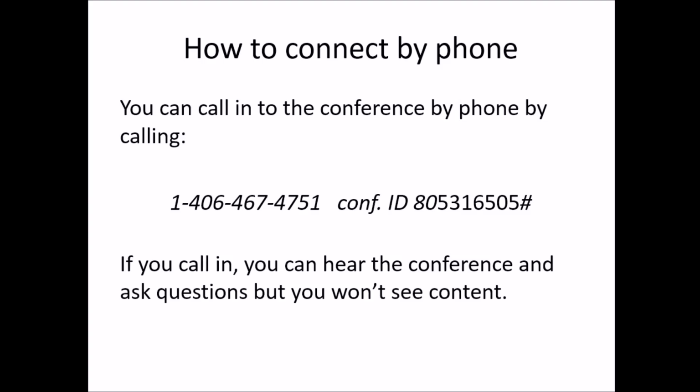Another way to connect to a video conference in the same room is by calling in. You can call in. The phone number is 1-406-467-4751, and typically the conference ID is 80531-6505, followed by a #. If you call in, you can still hear the conference and ask questions, but obviously you won't see the content.